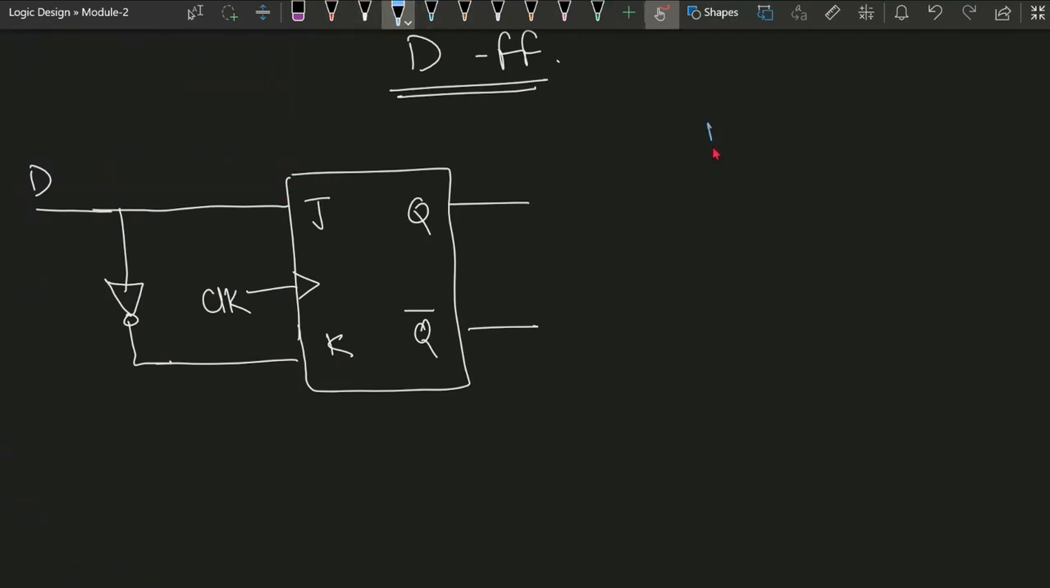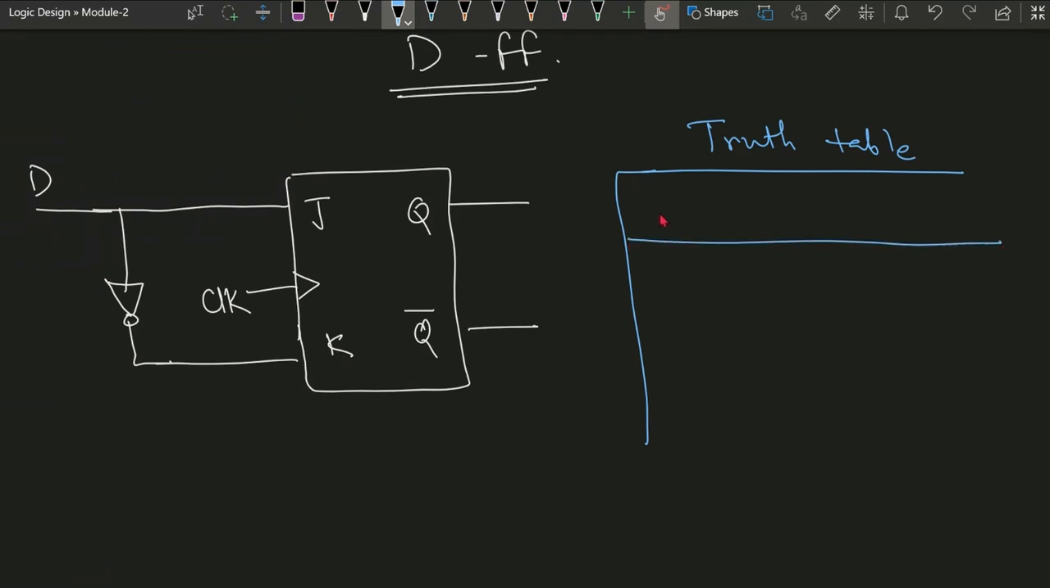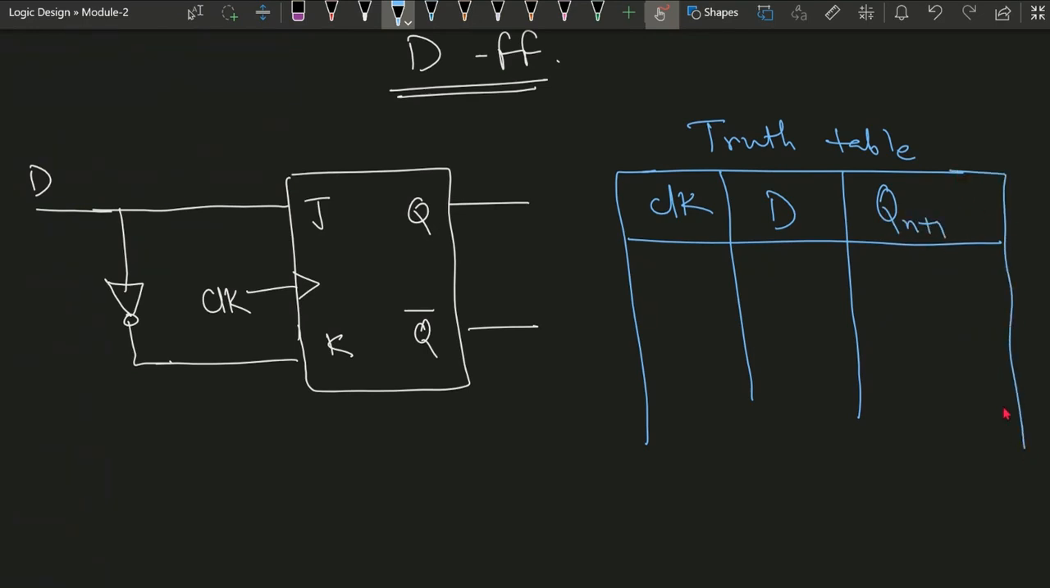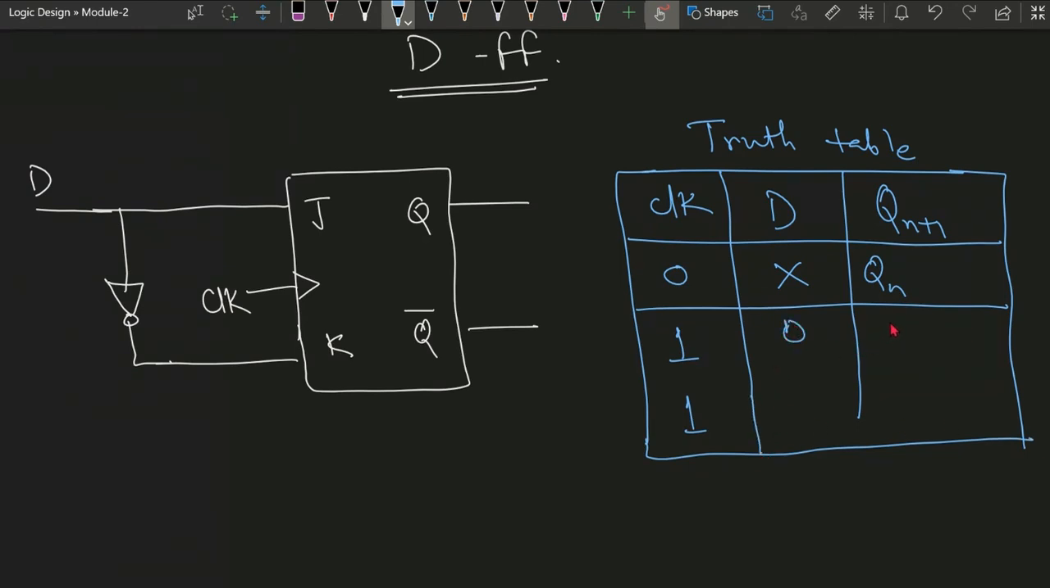So what is the truth table in case of D flip flop? So here there will be a clock, and there will be a D input. Only one input is there, D, and output, that is Q n plus 1. So if this clock is 0 and D is whatever is the D, the previous value will be stored. If clock is 1, in that case, if D is 0, the output will be 0. If D is 1, the output will be 1.